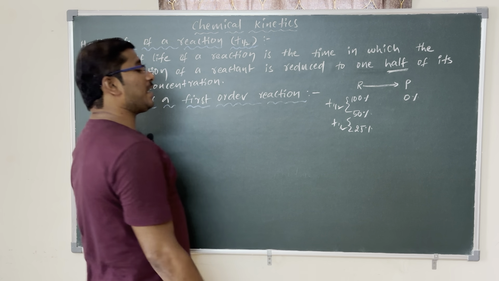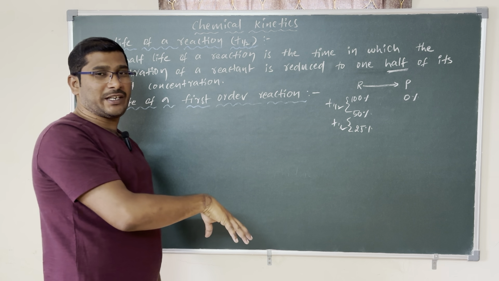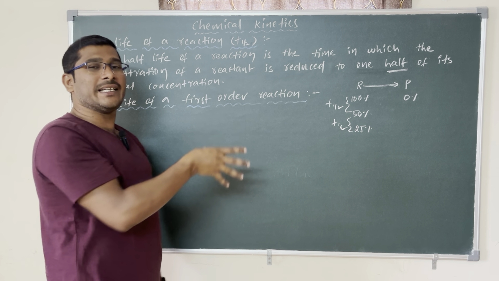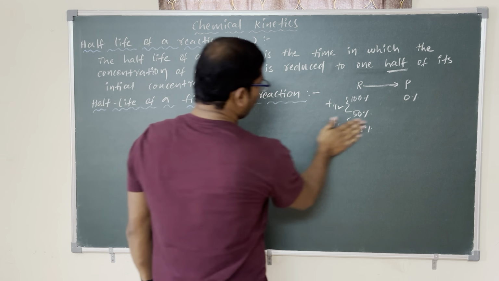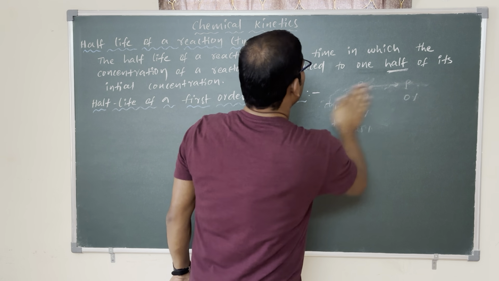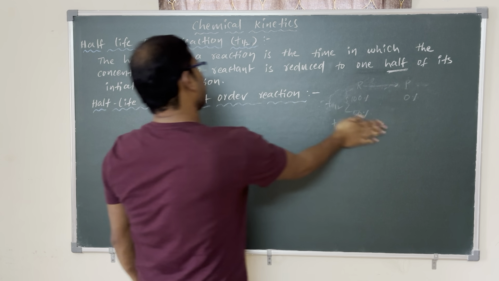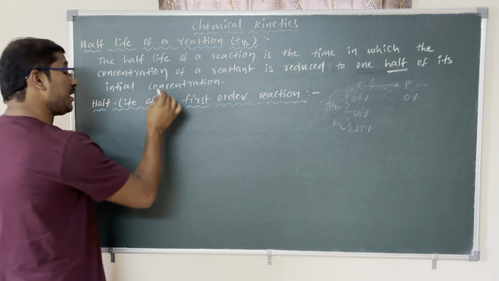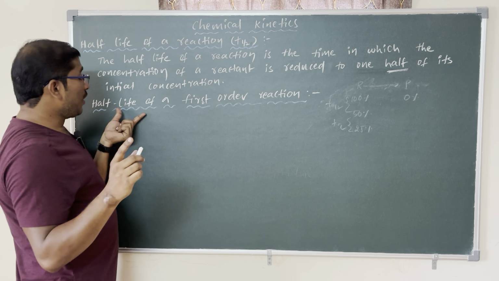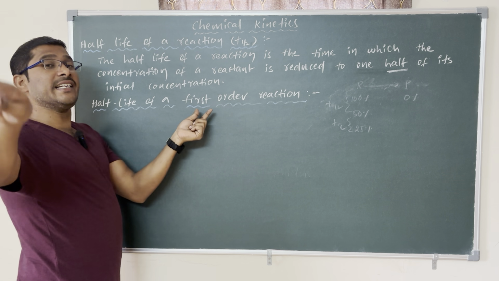Generally, half-life of a reaction will be derived from the integrated rate equation. Already we discussed the half-life of a zero order reaction, and now I am discussing the half-life of a first order reaction. Half-life of a reaction will be derived from its integrated rate equation.